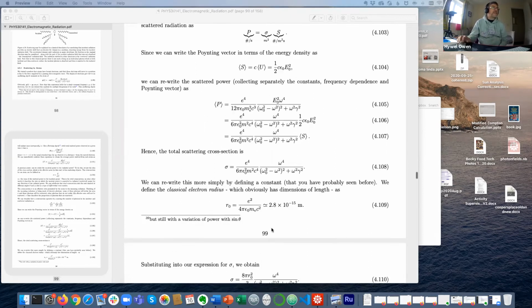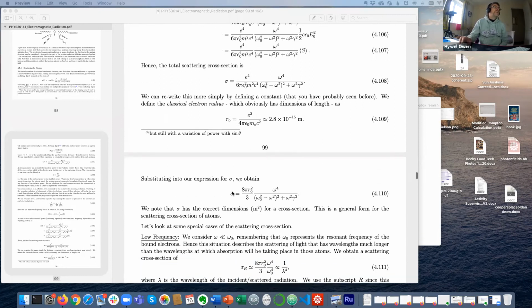There's a couple of other factors there as well. That's why we use this factor 8 pi R0 squared over 3 to convert from that characteristic size of the electron, the classical electron radius, into this effective cross-sectional area.